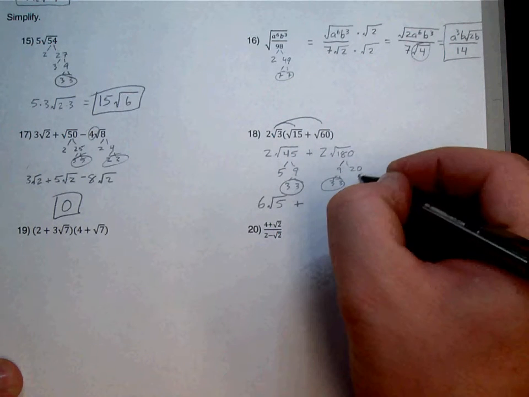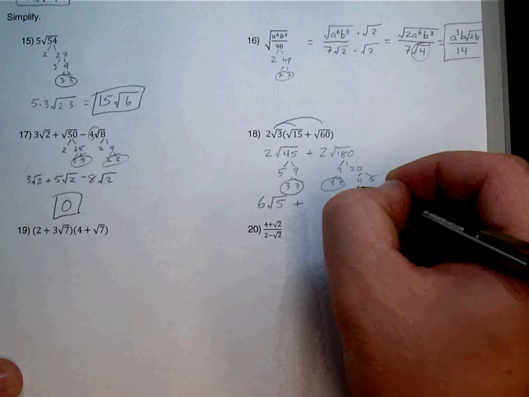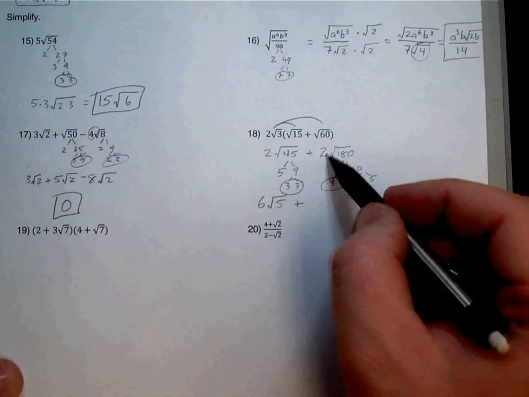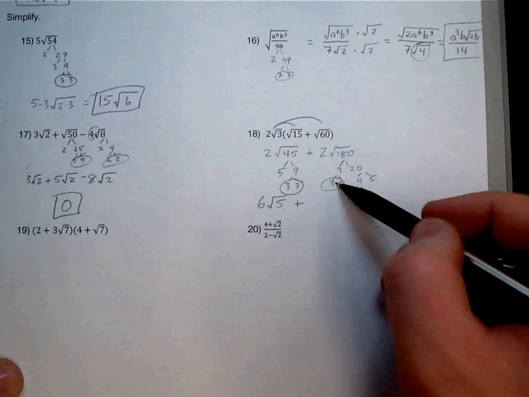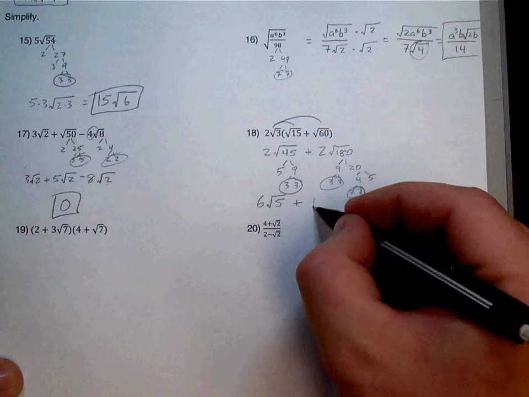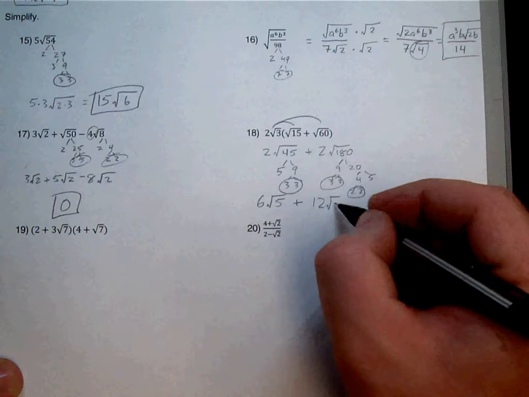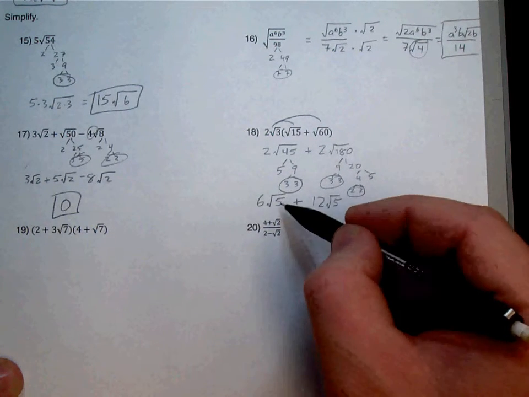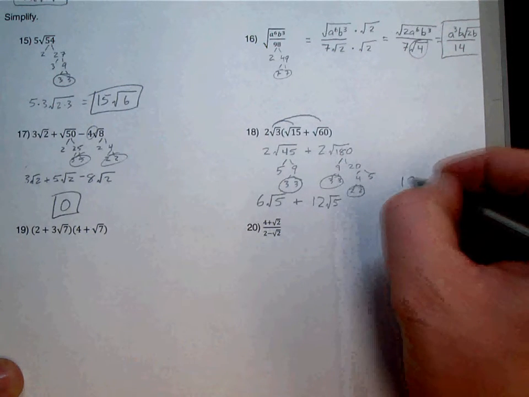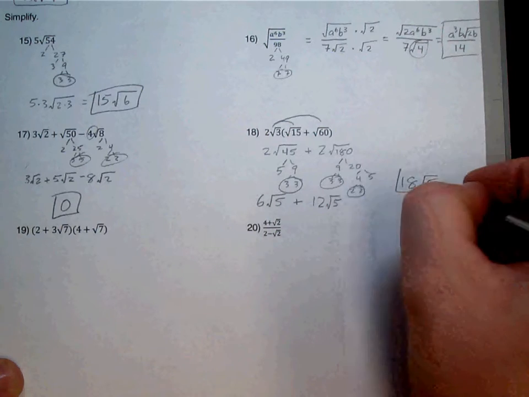I have a pair of 3s, a pair of 2s and a 5 left over. There's already a 2 out front, 2, and then I pull out a 3. 2 times 3 is 6. Pull out another 2. 6 times 2 is 12. Ultimately, I have a 12 out front there, and inside I have a square root of 5. Now look, they're both square roots of 5, so they can combine. 6 of them plus 12 of them makes a total of 18 of them, 18 square roots of 5.